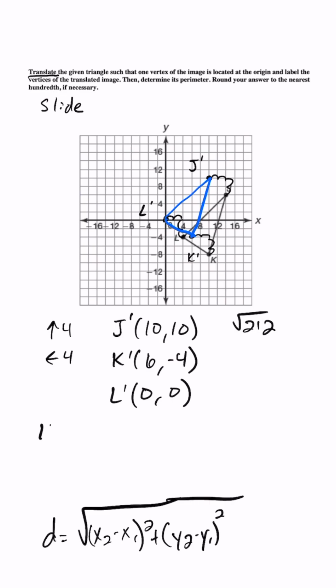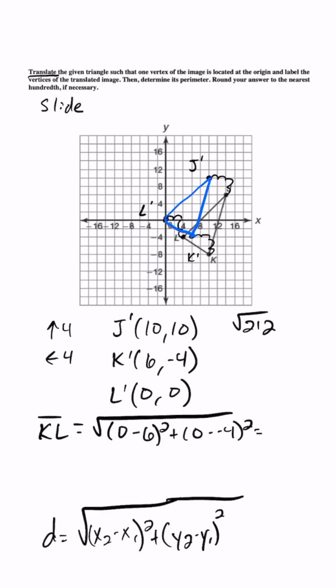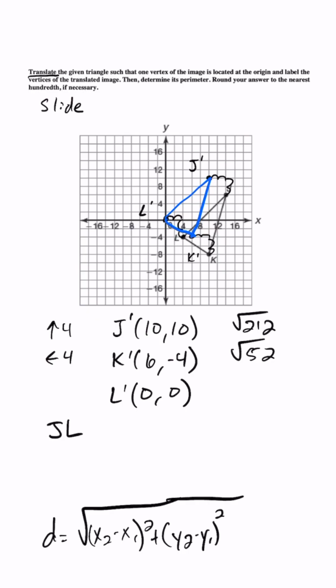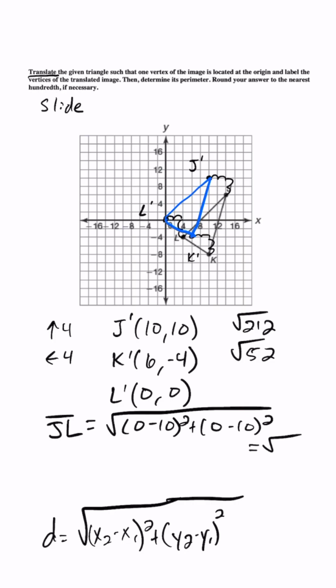Next, we could do the same thing for KL. So we would do our square root and then do (0 minus 6) squared plus (0 minus -4) squared, and that would give us the square root of 52. So I'm going to write that up here as well. And then lastly, we would do JL and do the same thing for the distance. So we would have (0 minus 10) squared plus (0 minus 10) squared, and that would give us the square root of 200. So I'm going to put that right there.